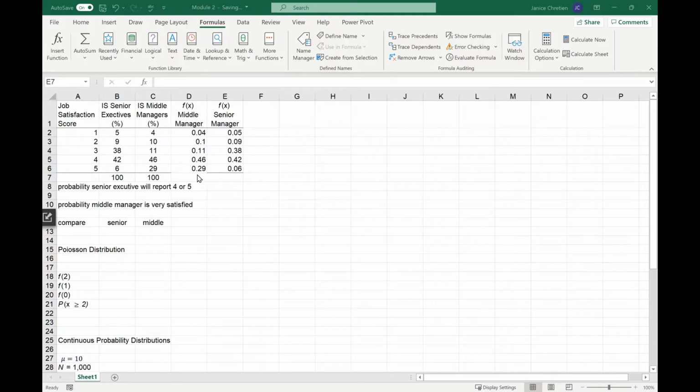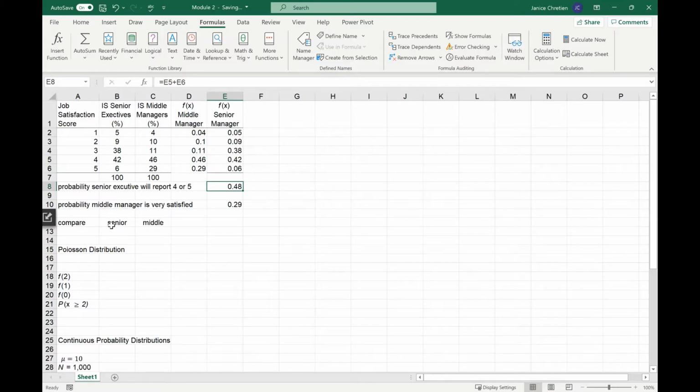So once the chart is filled in, the probability that a senior executive will report a 4 or 5, well, I'm just going to take the senior manager and I'm going to add the percentage because it's the probability. So I'm going to add the percentage of rating a 4 and rating a 5. Probability a middle manager is very satisfied, which is a 5, is going to be that value there, 0.29 probability. And if you're asked to report these in percentages, then just multiply by 100.